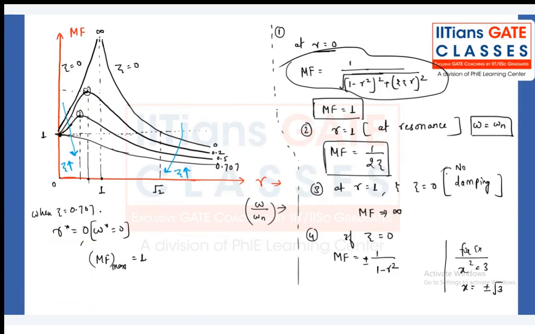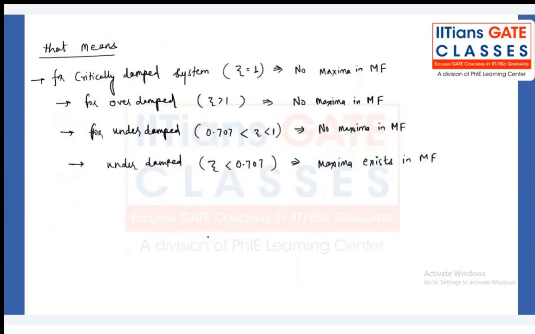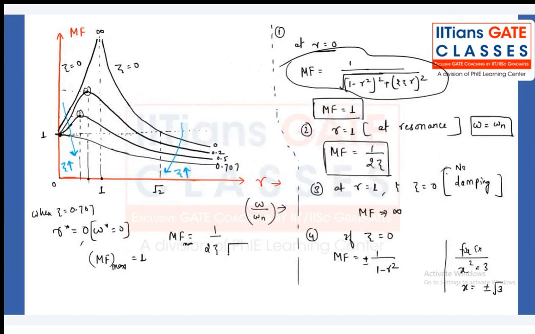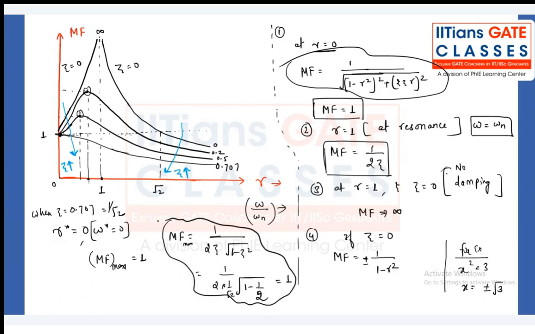When zeta is equal to 0.707, put the value into the formula. What is the formula, guys? We got the formula, right? Yes, this formula. For zeta 1 upon root 2, if you put into this formula, you are going to get 1. So the maximum that can exist is 1 only, for zeta equal to 0.707 or more than that. Whatever the values, it is nothing but 1. Maximum magnification factor will be 1.